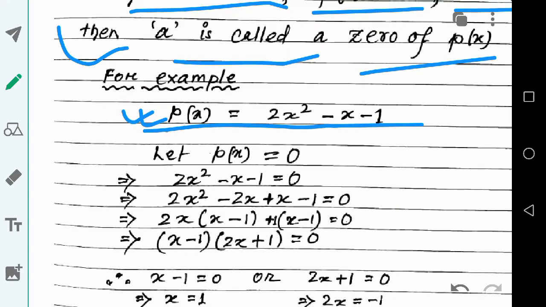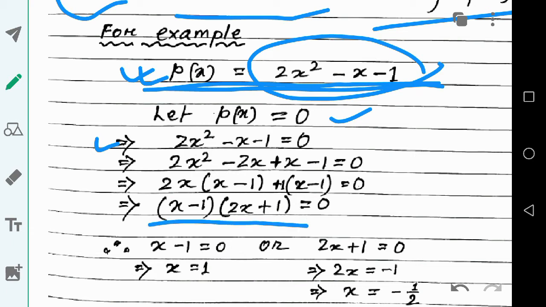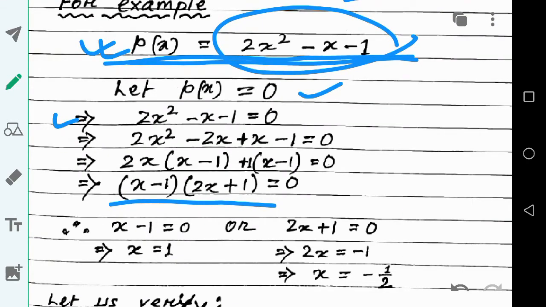First let me take a quadratic polynomial. Suppose p(x) is equal to 2x squared minus x minus 1. In order to find a zero, let us consider p(x) equal to 0. p(x) means this polynomial, so let us put the polynomial here. Then let us factorize by splitting the middle term. We have (x minus 1)(2x plus 1) after factorization. So (x minus 1)(2x plus 1) is equal to 0.